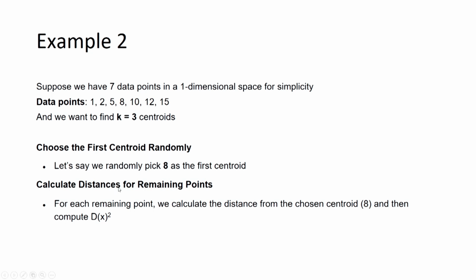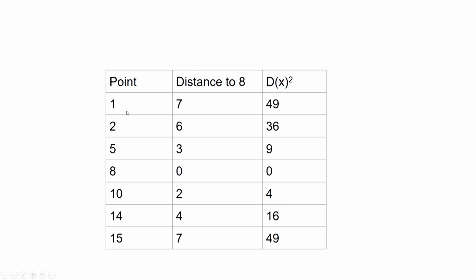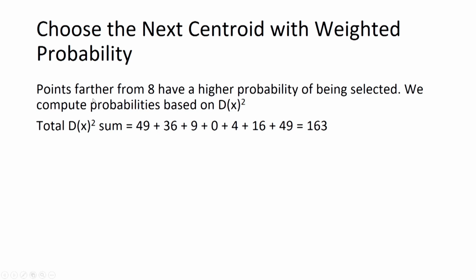Then calculate the distance of the remaining data points to this centroid, and take the square of that distance. These are the data points, and this is the distance of all of them to the randomly chosen centroid, 8. We can use any distance metric to find these distances. Then we calculate the square of this distance. Since we want to choose the next centroid with weighted probability that we have seen earlier, we take the sum of these squared distances.